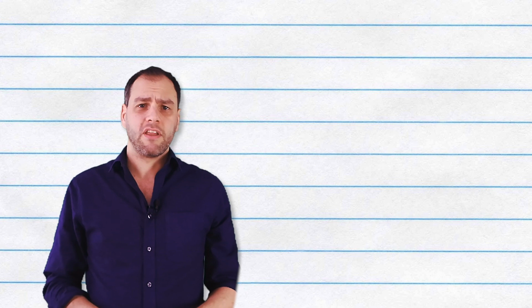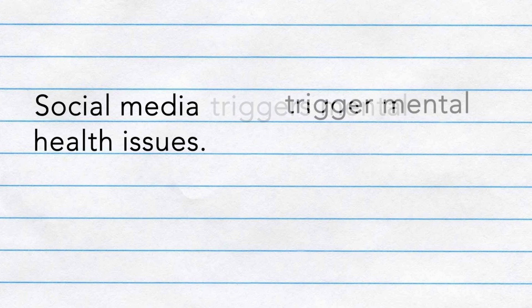Have a look at these two sentences. Social media triggers mental health issues. And then a hedged version. Social media may trigger mental health issues. The first sentence suggests a high level of certainty. It's presented as a fact.